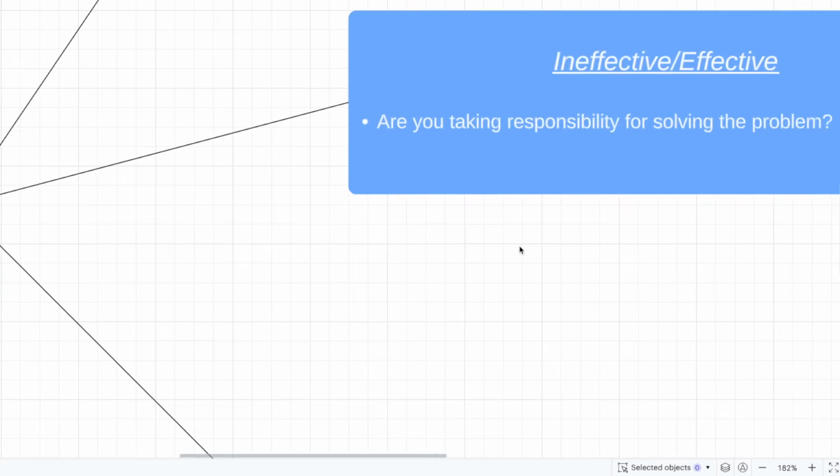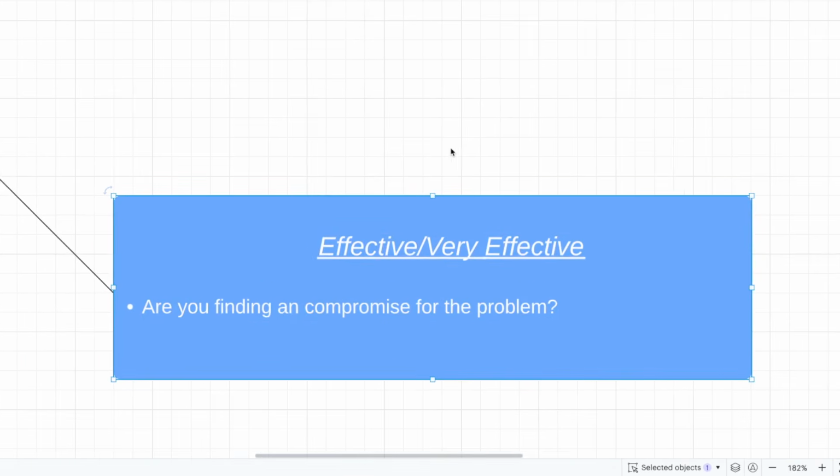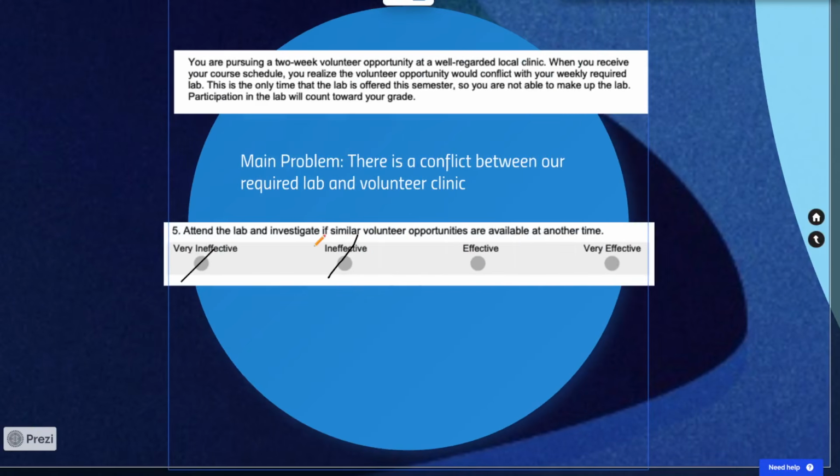So how do we do that? Well, let's see what we asked last time. I'm going to ask both. Are we finding a compromise for the problem? Attend the lab and investigate if similar volunteer opportunities are available at another time. Yeah, that's a pretty good compromise, right? We're like, hey, we have this conflict in front of us. We can't do both, unfortunately, but hopefully let's attend the lab and try to see if we can find another volunteer opportunity that we can go to, so we can fulfill both of these desires.